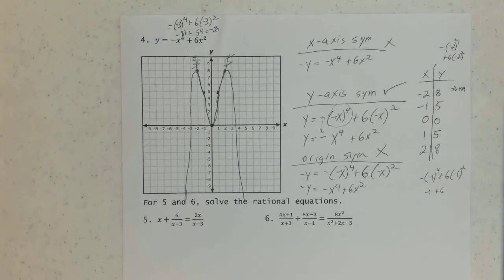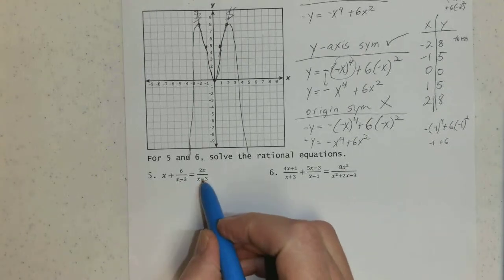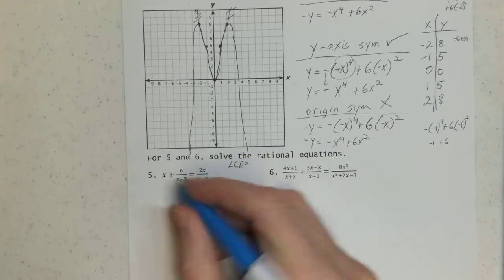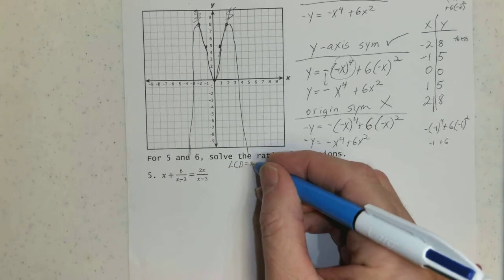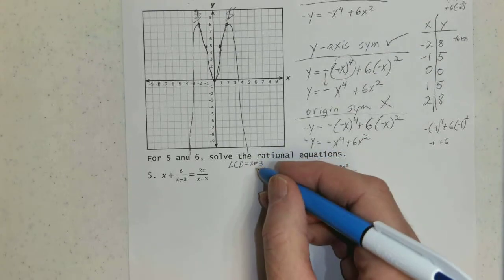Alright, solving rational equations is next. I see x minus 3, x minus 3. It's the only denominator. This is 1, so I'm going to use x minus 3. That is a minus.